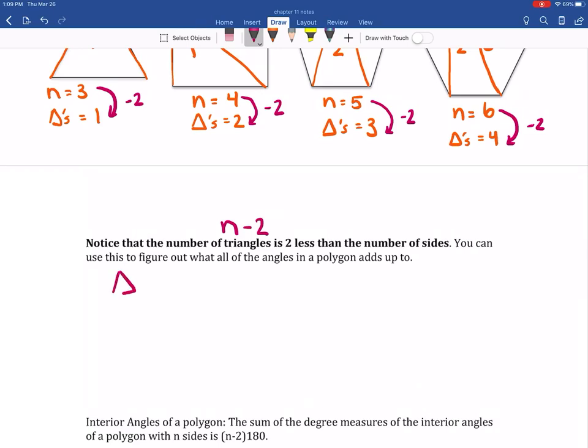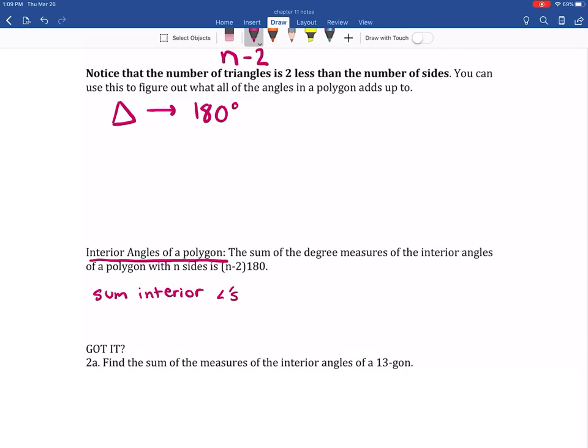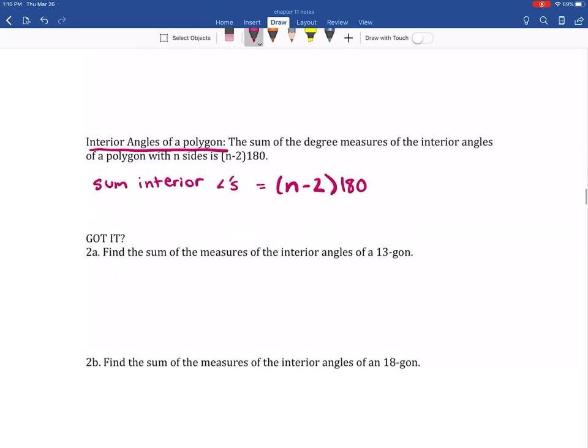So if I know that a triangle has 180 degrees in it, and I know that I can break down any polygon into triangles, I can use this formula. The sum of the inside or interior angles is going to be n minus 2, the number of sides minus 2, times 180 degrees. That's going to give me the sum of all of the angles inside any shape.